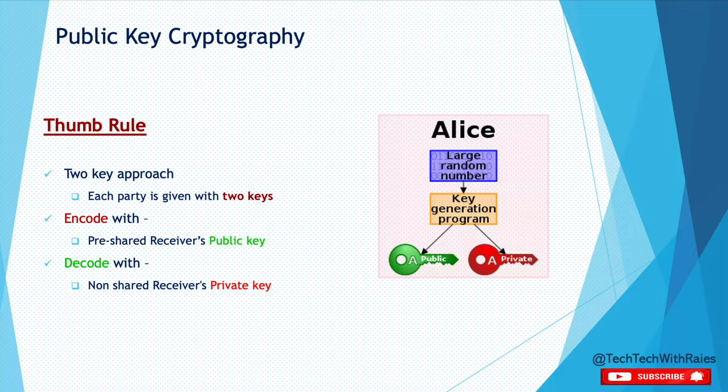Whenever we send particular data from the sender to the receiver, the message should be encoded with the receiver's public key, so that when the data reaches the receiver, they can decode it using their private key. We'll understand a little more about how the encoding and decoding workflow works in public key cryptography from the next slide. So let us move on.